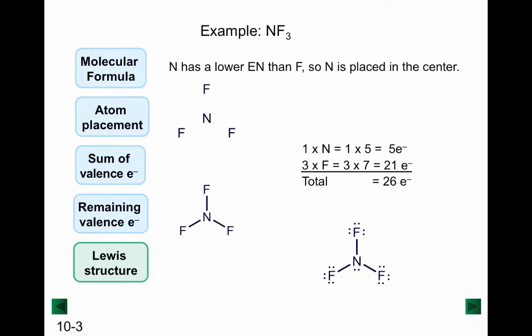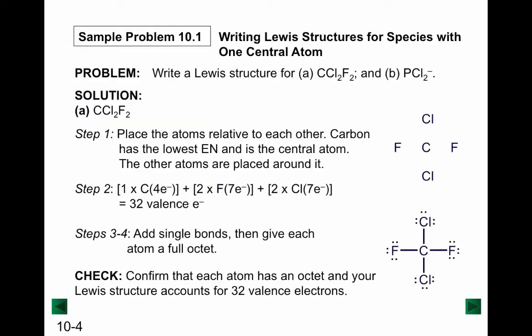Hydrogen atoms form 1 bond, carbon atoms form 4 bonds, nitrogen atoms form 3 bonds, and oxygen atoms form 2 bonds. The halogens form 1 bond when they are a surrounding atom, but they have the ability to form more than 1 bond when they are the central atom. Fluorine will always be a surrounding atom. Let's work through a sample problem.